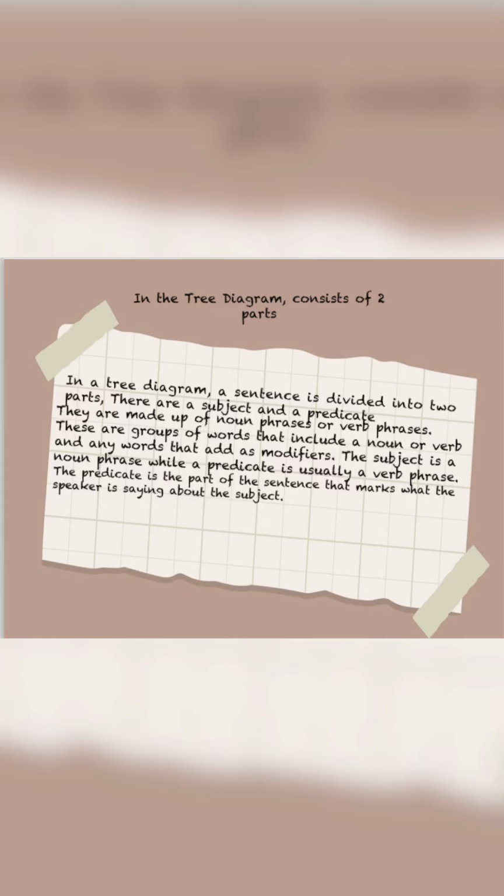A tree diagram consists of two parts. In a tree diagram, a sentence is divided into two parts: a subject and a predicate. They are made up of a noun phrase or verb phrase. These are groups of words that include a noun or verb and any words that act as modifiers. The subject is a noun phrase while a predicate is usually a verb phrase. The predicate is the part of the sentence that marks what the speaker is saying about the subject.